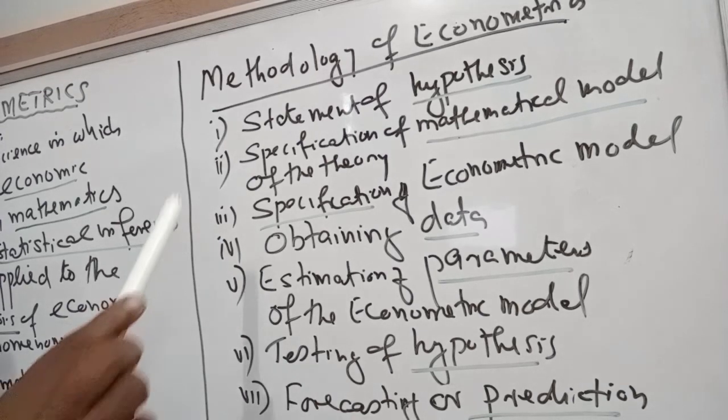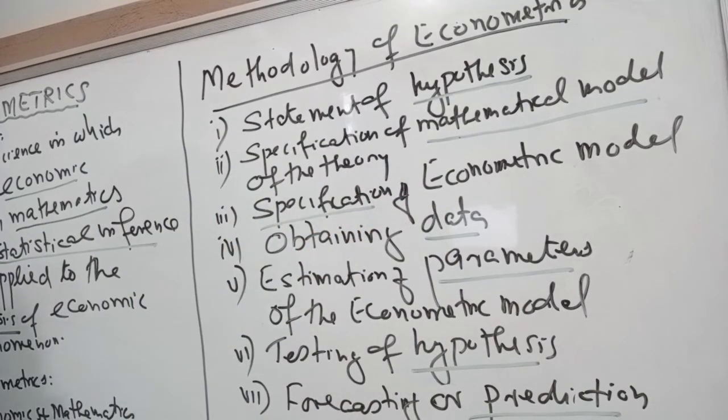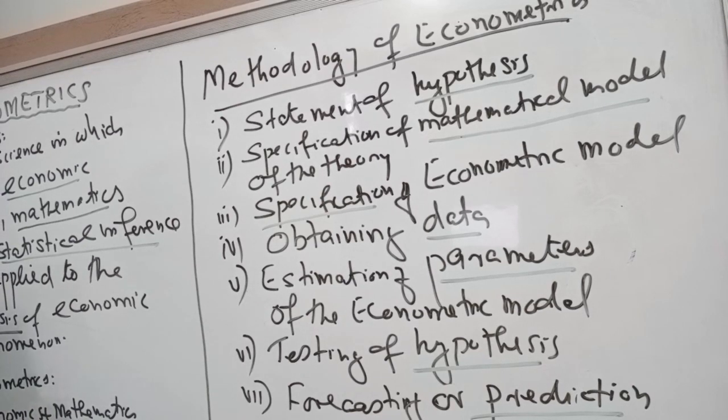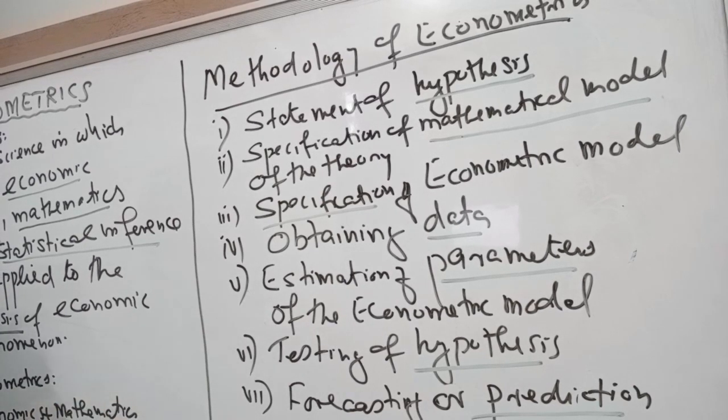They are: one is statement of hypothesis, that is definition of the problem, definition of the objective, statement of objective. What statistical analysis are we going to apply to economic data? Our hypothesis, that's the problem. It should be clearly defined. That is the first step. The problem or objective or hypothesis of the situation should be clearly defined. That constitutes the first step in econometrics.